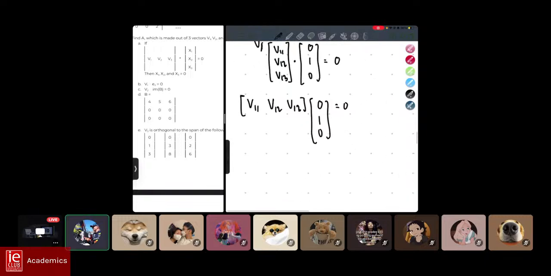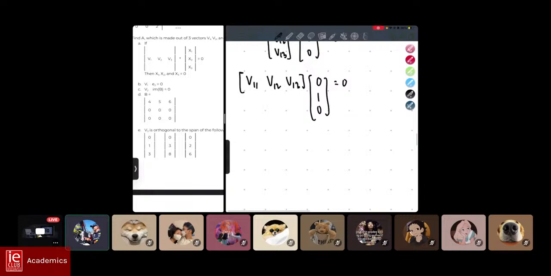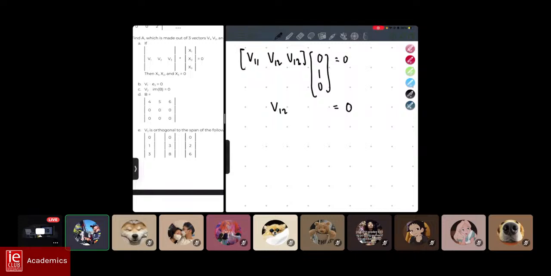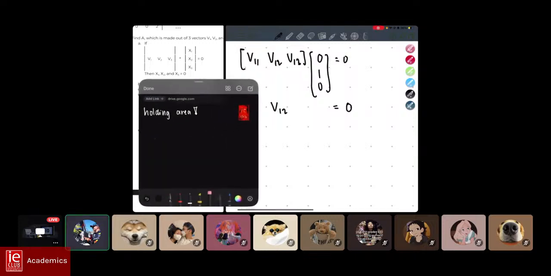So we know that 0 times v11 will be 0, and the same case is true for v13. So again, we are stuck with the dead end. We cannot narrow down the values for v11 and v13. But we do know na v12 is equal to 0. And the reason for that is yan na lang matitira when you multiply them together. So we now know na v12 is 0. So let's just keep that in the holding area this time para di tayo mawala. So I'll add on to this as we go along.